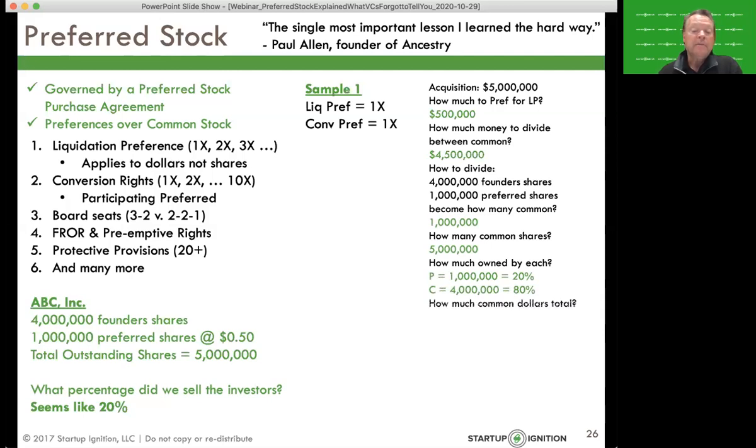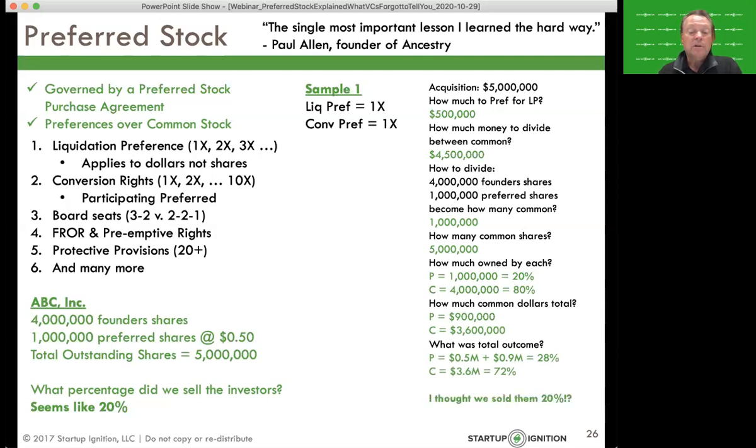So that 4.5 million is going to be split this way. The preferred shareholders, after they've gotten their first 500,000, would get 900,000, and the common shareholders will get 3.6 million. This means, what was the total final outcome? Well, the preferred shareholders got their $500,000 plus the 900,000 for 28% of the exit value. The common shareholders got 72%.